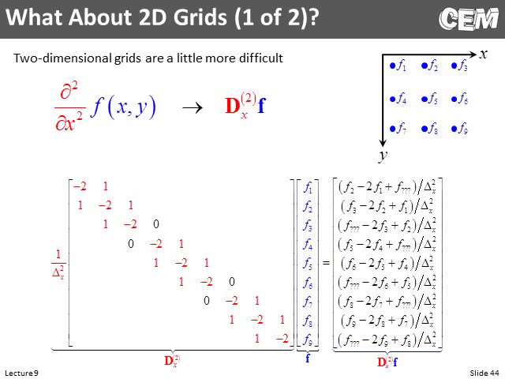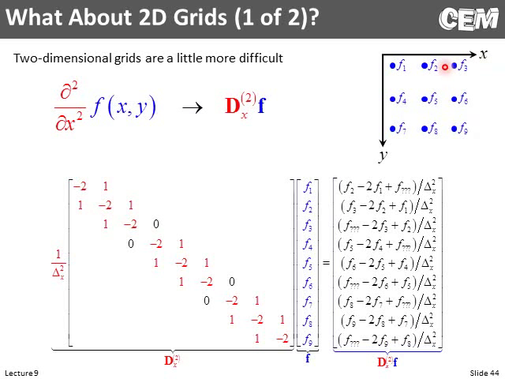So what about two-dimensional grids? It gets a lot more tedious, I would say, to write the derivative operators for two-dimensional grids. And we could also talk about doing these on three-dimensional grids. We're not going to do that in this class, but we will do two-dimensional grids. So we're going to lay our two-dimensional grid out this way. We have x running from left to right and y running from top to bottom. And we have some function that's now a function of x and y. It's a two-dimensional function. And we want to take the second order derivative in the x direction.